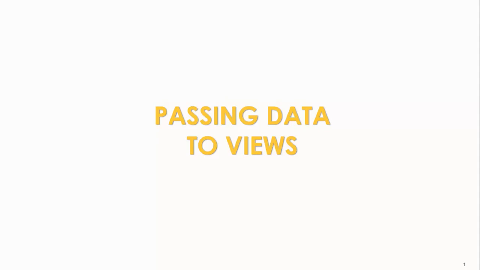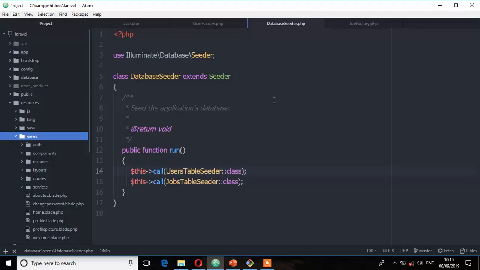Welcome back. Now that we have some dummy data on the database, in this lecture we're going to see how we can pass that data to the views. So let's see how this is done. To accomplish this section, we require a job, that is a controller class, and then the views that you're going to use. So on the resources views folder, let's first create the view.